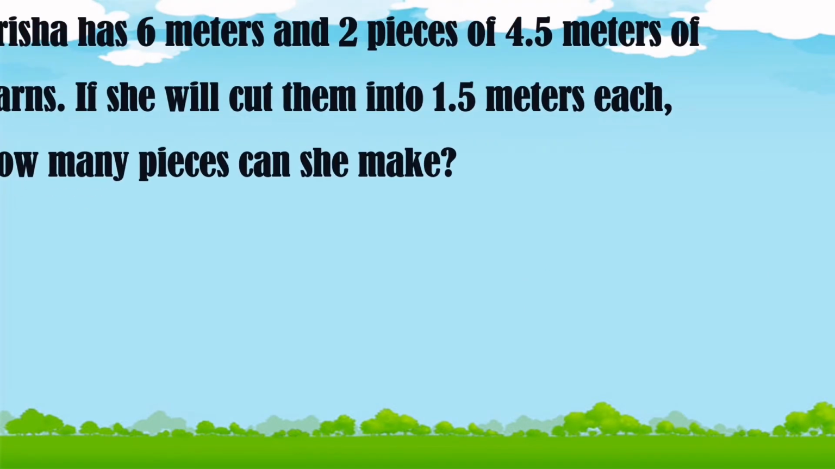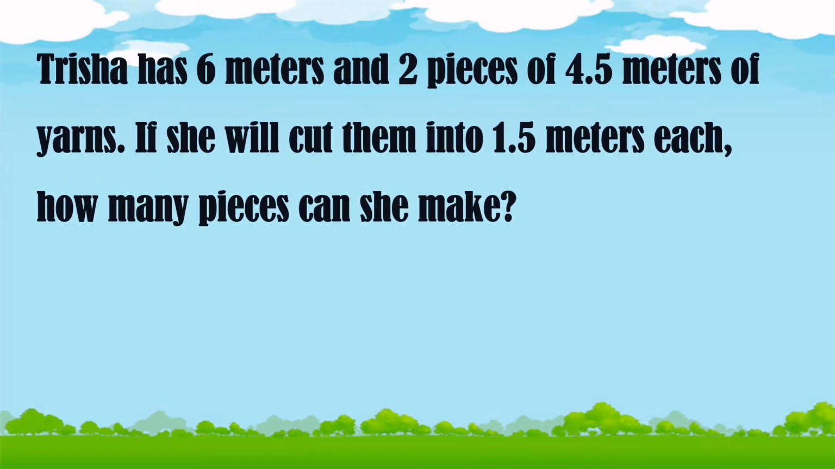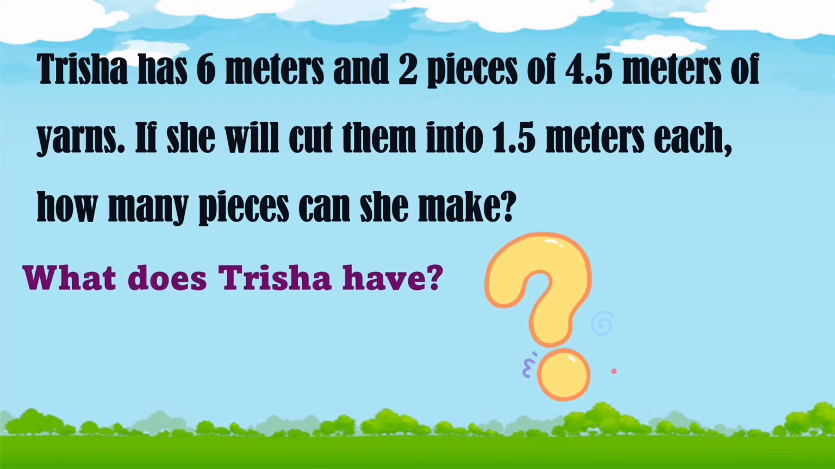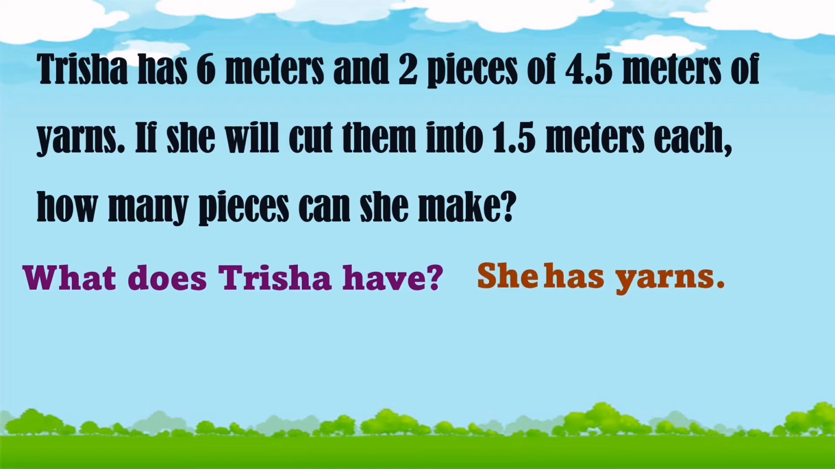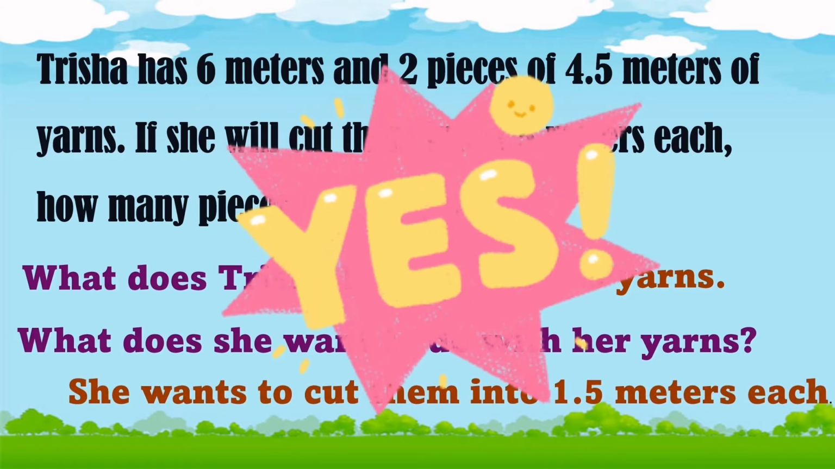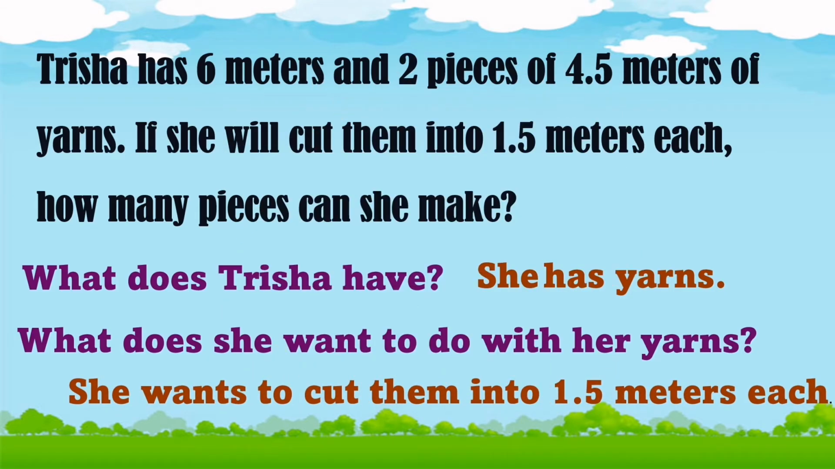Let us now have the last example. Tricia has 6 meters and 2 pieces of 4.5 meters of yarn. If she will cut them into 1.5 meters each, how many pieces can she make? What does Tricia have? Yes, she has yarns. What does she want to do with her yarns? Correct. She wants to cut them into 1.5 meters each.